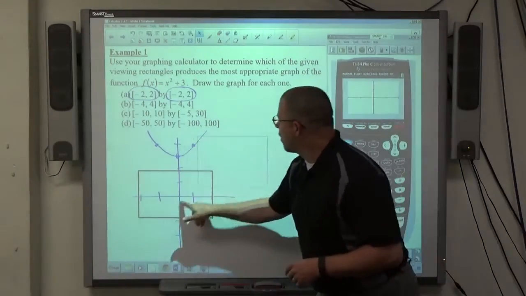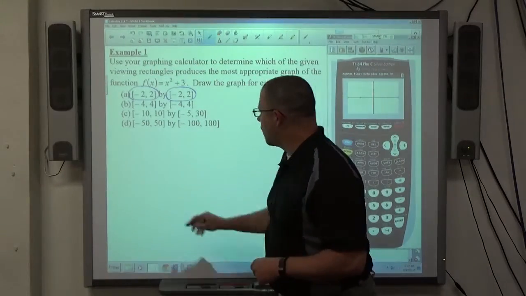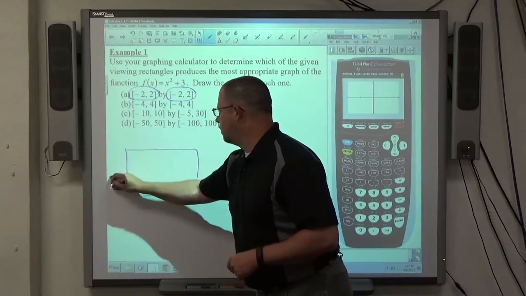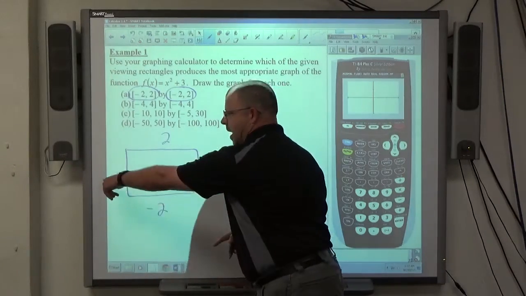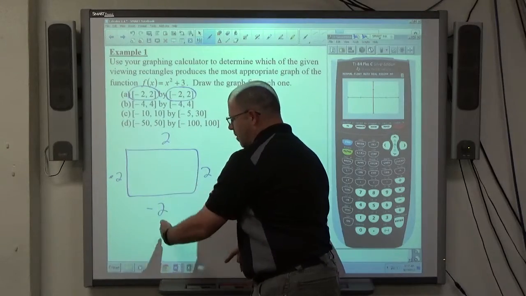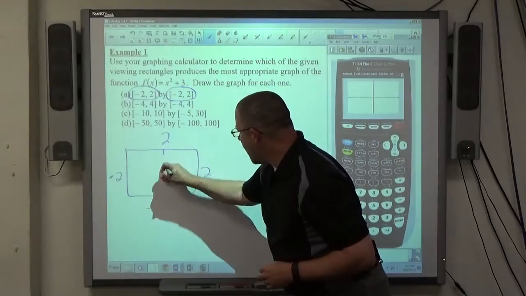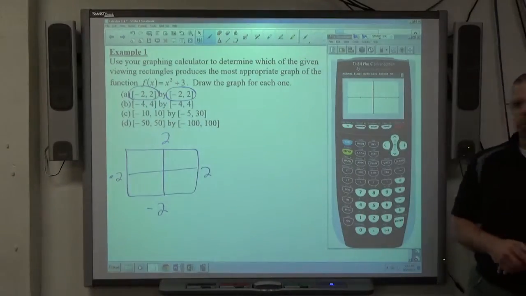All right. So as far as part A is concerned here, I'm just going to draw a rectangle on my paper, -2 to 2, negative 2, 2. So I'm putting my x min and max on the left and right, my y min and max on the up and down. I'm going to draw my y-axis and x-axis because that's what's showing up on my screen, and I'm done with part A.